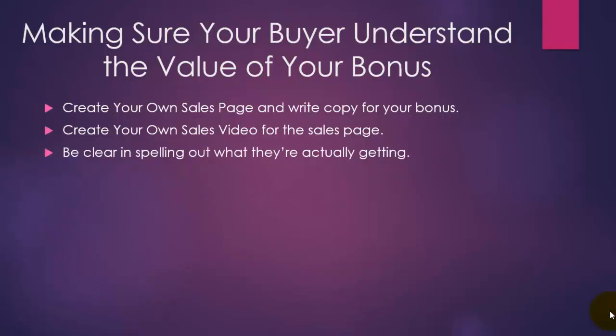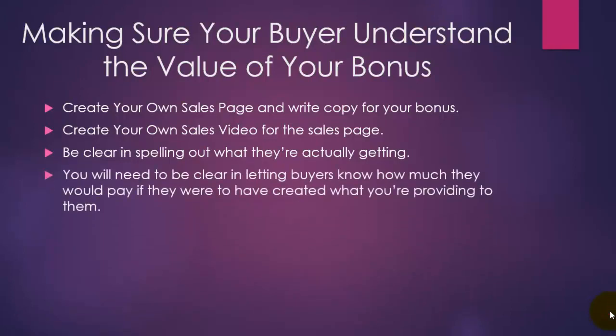Now, you want to be clear in spelling out what they're actually getting. And again, this is a sales process. You're going to be writing copy, and so you want to be clear in letting the buyers know how much they would pay if they were to have created what you're providing to them. So when you tell them what the bonus is, tell them what the real value is. Tell them what the street value is. Tell them what they would be paying if they were to have this outsourced, which they're going to have to do in order to implement the method that you're selling to them.